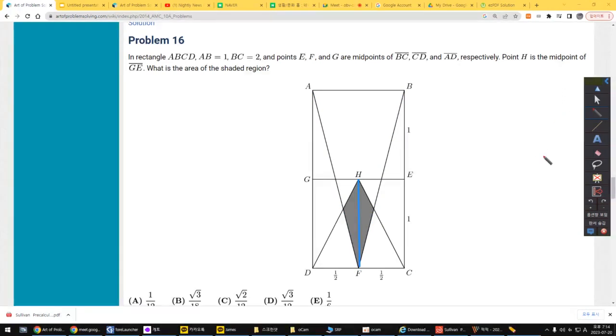So that means if the length of AB is 1, this length is 1/2, and this length is 1/4, and this length is half. So once again, these two triangles are similar, and then the ratio of similarity is 1 to 2.